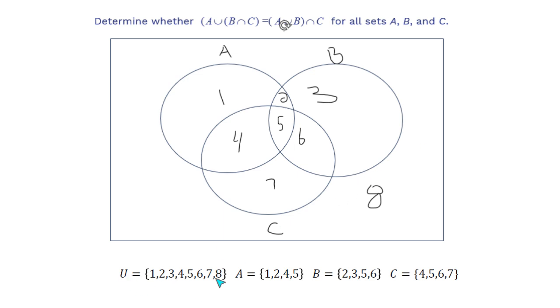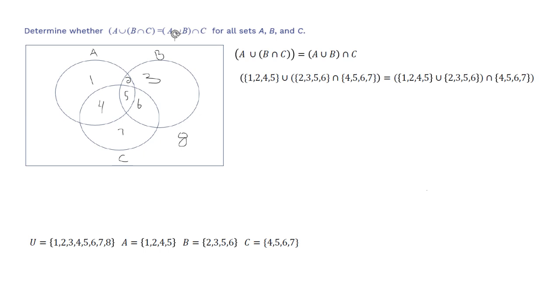A is 1, 2, 4, 5. B is 2, 3, 5, 6. And C is 4, 5, 6, 7. Okay. So now I'm going to go ahead and substitute my information.